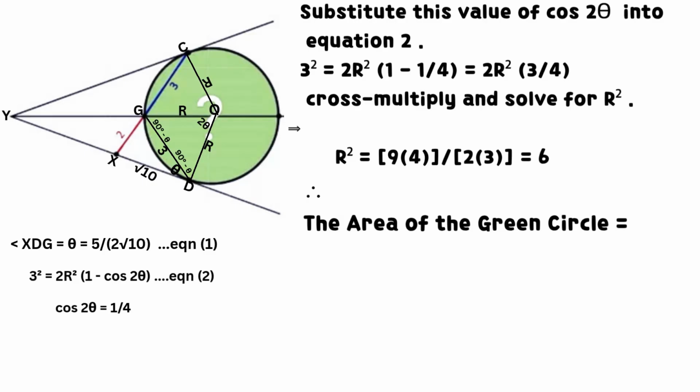Therefore, the area of the green circle equals pi times the square of r, which equals 6 times pi in square units.